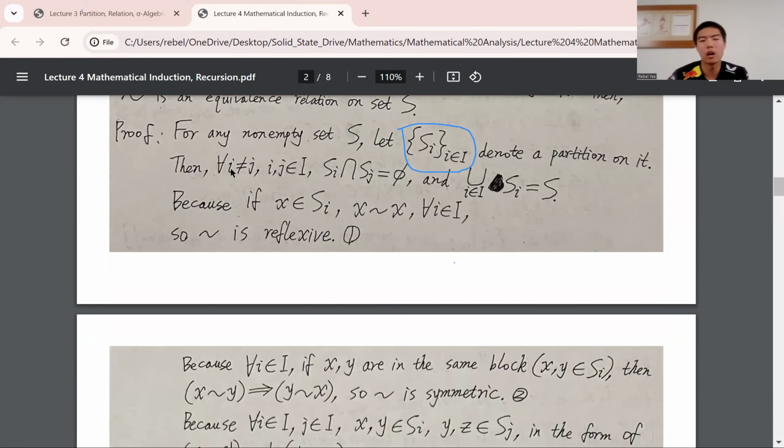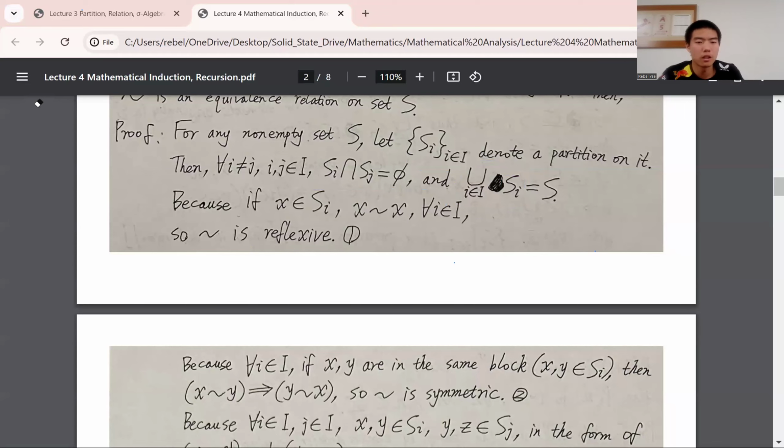All right, so for all of the non-empty set S, if we use this to denote a partition on it, then for all x not equal to y, the intersection is empty, and this is given by the partition property, and also the union of the Si is equal to S. Okay, so why we can tell it's reflexive is because for all of the x in each block, it is related to itself, right? It is in the same block, so this means all of the x are reflexive. So we proved the first property, reflexive.